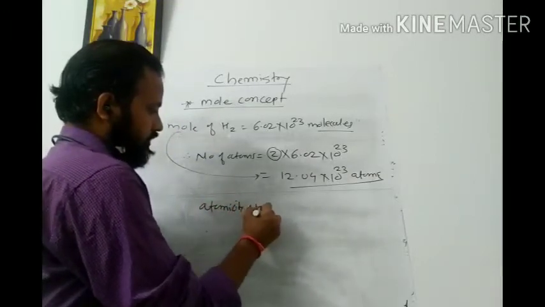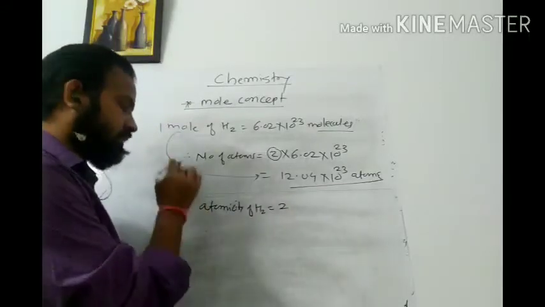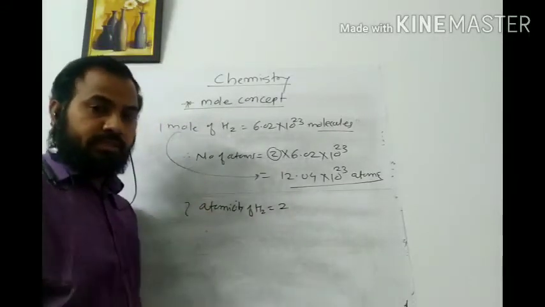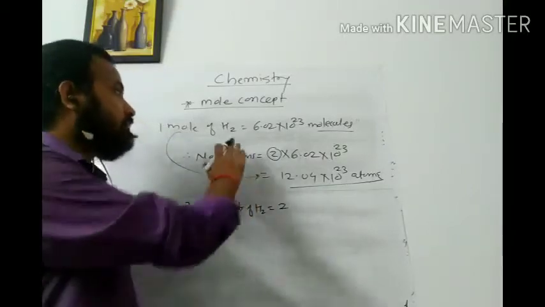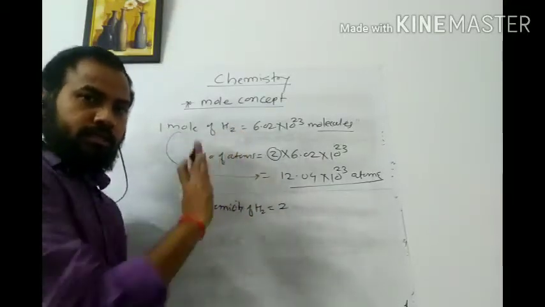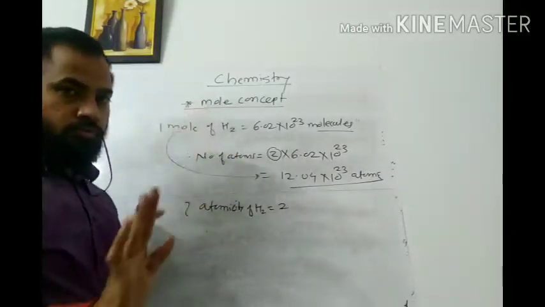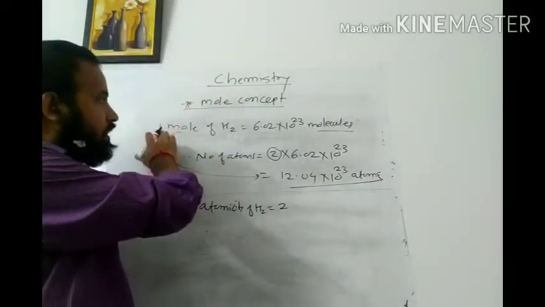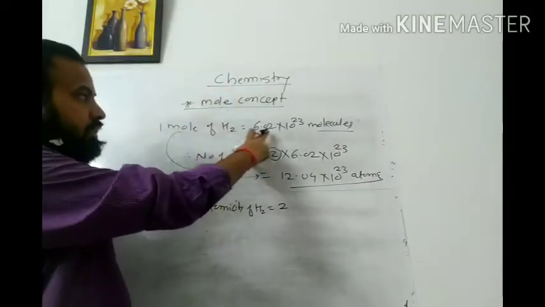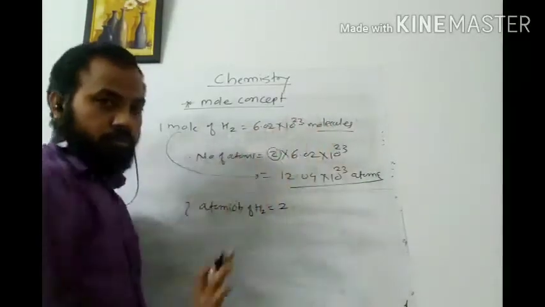Atomicity of hydrogen is 2. What is atomicity then? As we already discussed in the previous lecture, atomicity is nothing but the number of atoms present in a molecule, isn't it? If I want to calculate the number of atoms in a given mole, for example, 1 mole of hydrogen contains 6.02 into 10 raised to 23 molecules. Okay.